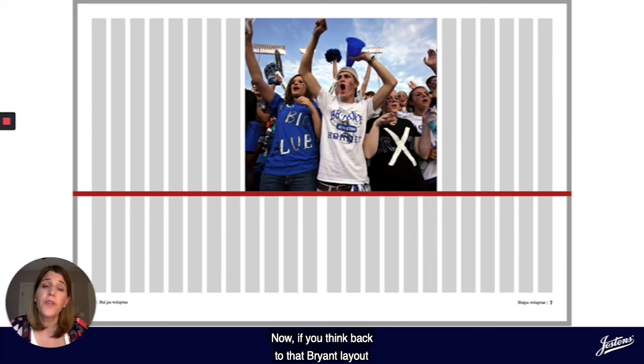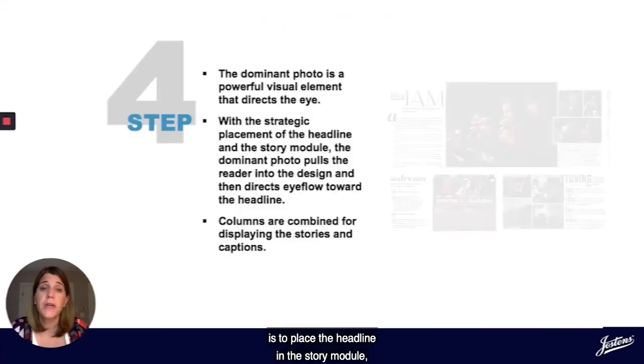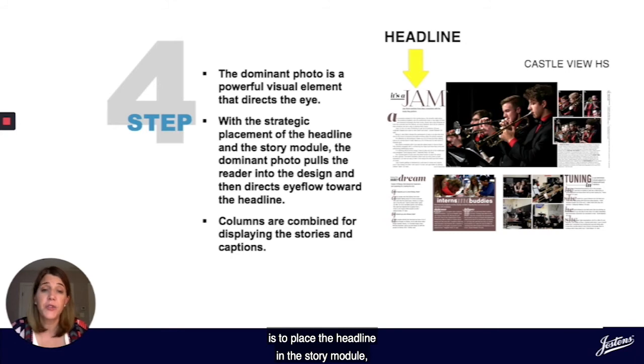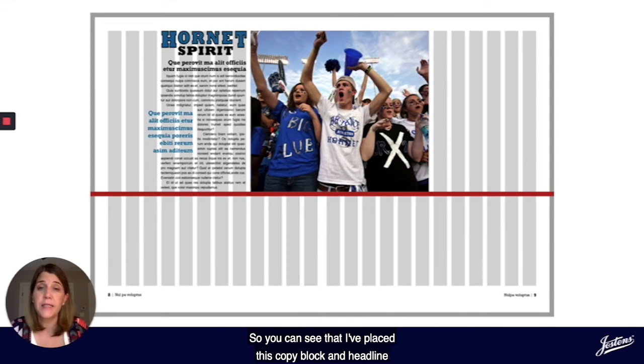Now, if you think back to that Bryant layout that we looked at, we had that really nice dominant photo, and the subjects in the photo, their eyes drew me as a reader to the copy block that was right next to it. So the next thing I'm going to do is to place the headline in the story module based on where my eye is drawn by the dominant photo. So you can see that I've placed this copy block and headline directly to the left of this dominant photo because that's naturally where my eye is going to go.